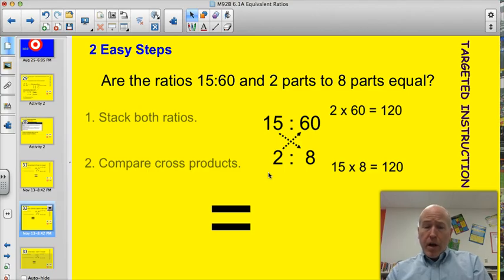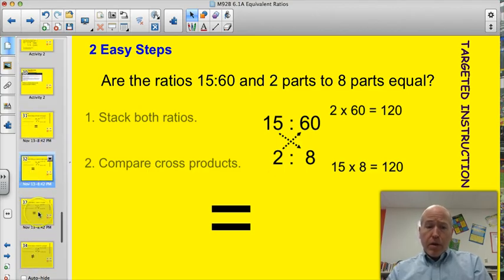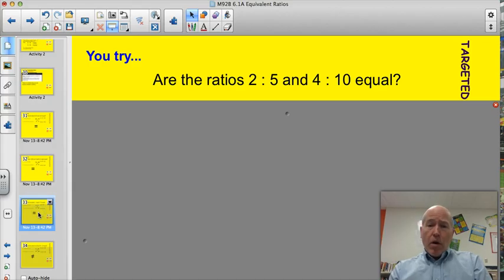All right? I think it's time for you to try one. Go ahead and give this question a shot. Go. All right, are 2 to 5 and 4 to 10 equal? Let's see if your work matches mine.